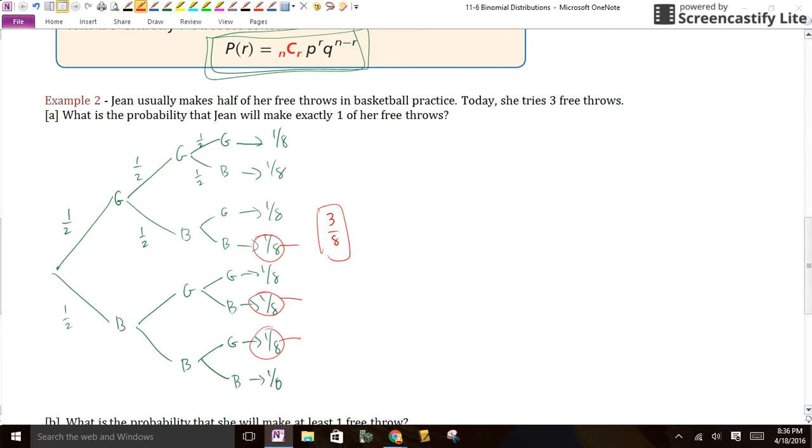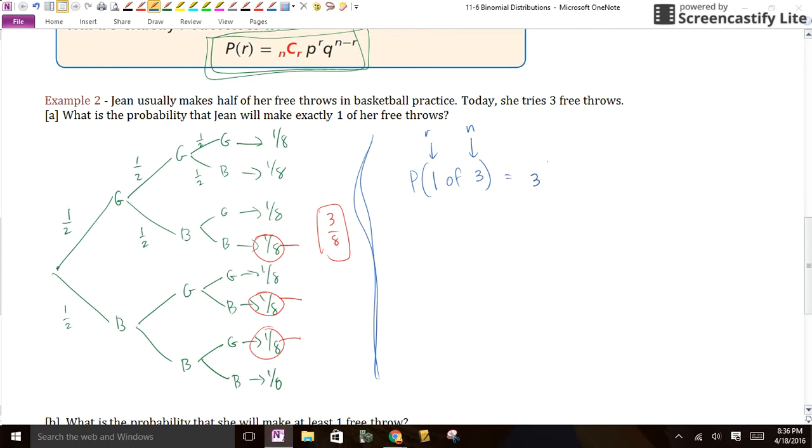Now, that was a lot of work for a problem. So how about using this binomial theorem thing that they say? Well, it works really nice. It says, what's the probability that she makes 1 of 3? Well, then that means we're going to do n in our case right here. This is our n, this is our r, right? Because we want to know how many times you can make 1 out of 3. And so this is how the formula works, really super cool.